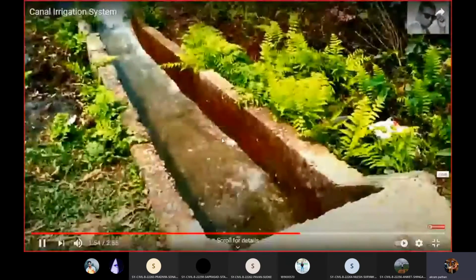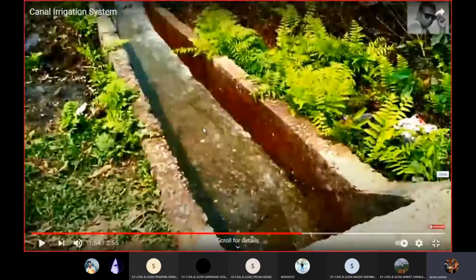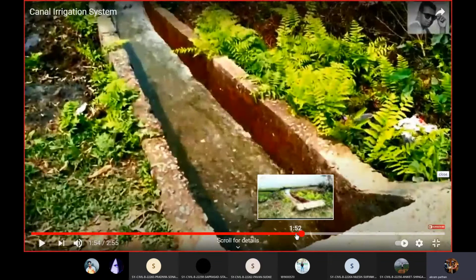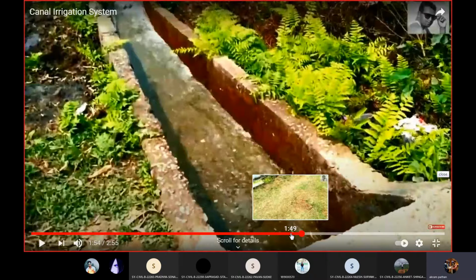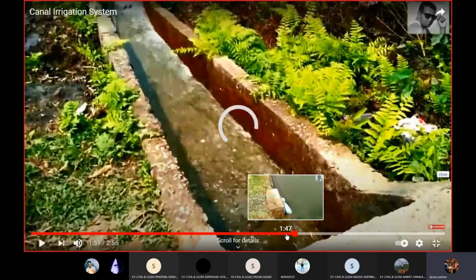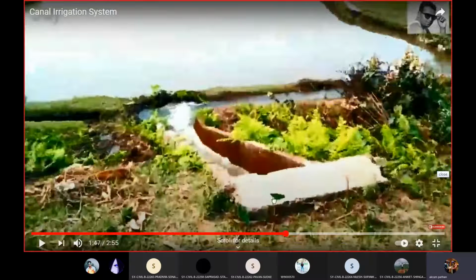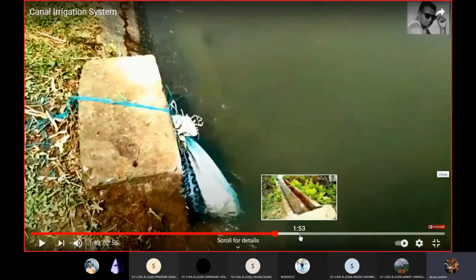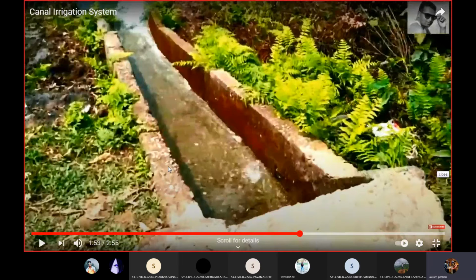Now see here, we have again a small channel. This is known as a water course. Now let us see here, this is the main canal. Okay, this is the main canal, and we have a water course. आता याच्यामधून सुद्धा आपण डिस्चार्ज मेजर करू शकतो.